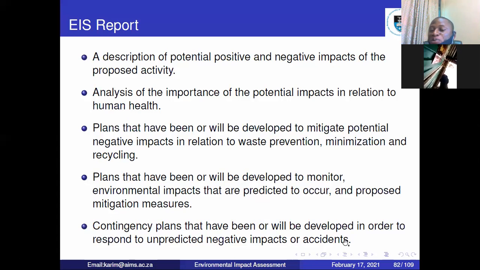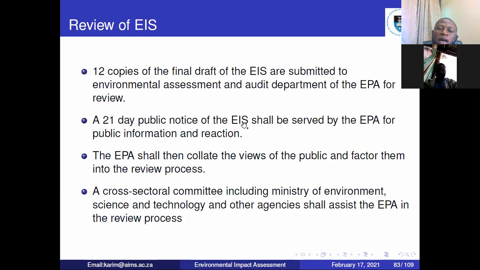So what plans have you put in place so that if impacts that you did not predict happen, you know what you will do? Impacts that you did not predict, should they occur, what plan can you take in order to stop them? You have to outline all this. And people will then review that.